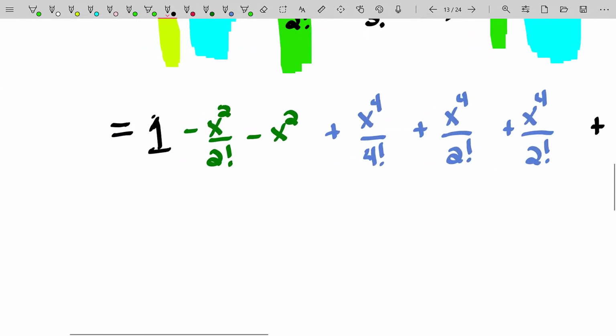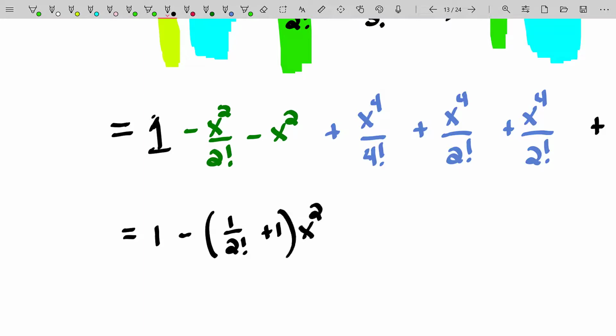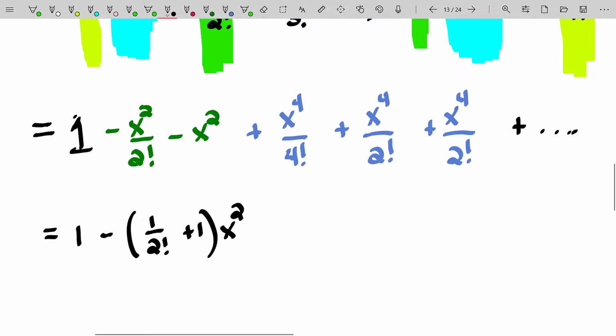So let's go ahead and clean this up. This is going to equal 1. And then I'll factor off an x squared out of this group. You can double check my mathematics, but that actually does work, and I'll clean up the coefficient in a second. Let's go ahead and factor an x to the fourth off of this group.